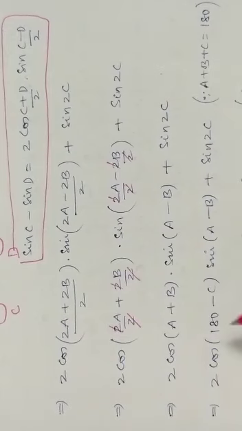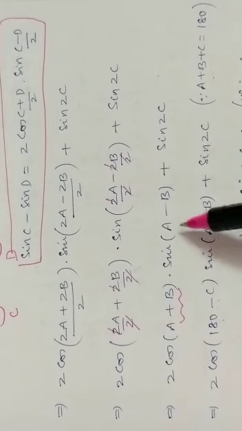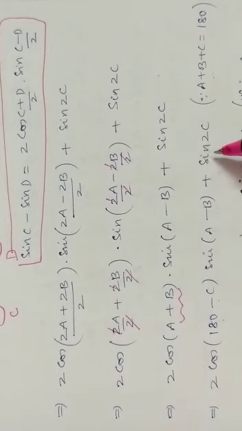So a plus b equal to how much here? 180 minus c. So in the place of a plus b, I have written 180 minus c. The remaining is same, sin a minus b plus sin 2c.